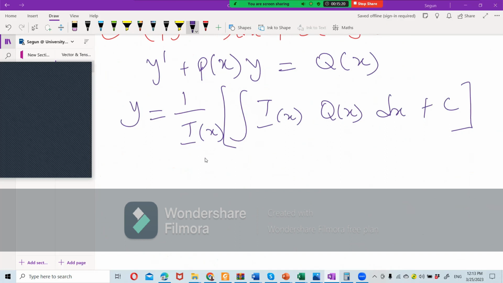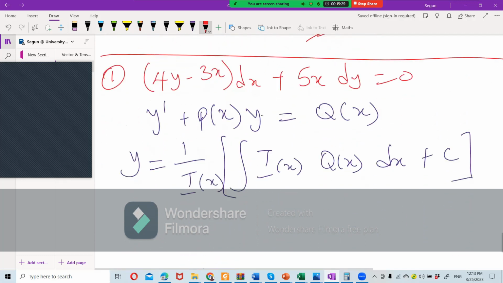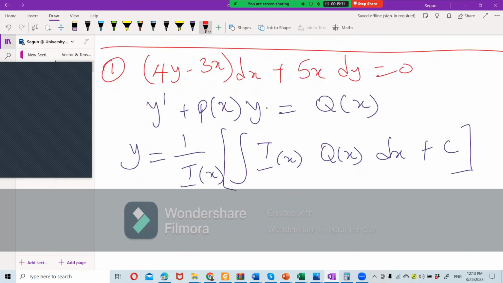So these are the things we are going to be looking into. Let's look at our example for today. So when you have an equation like this question 1, how do we solve it?